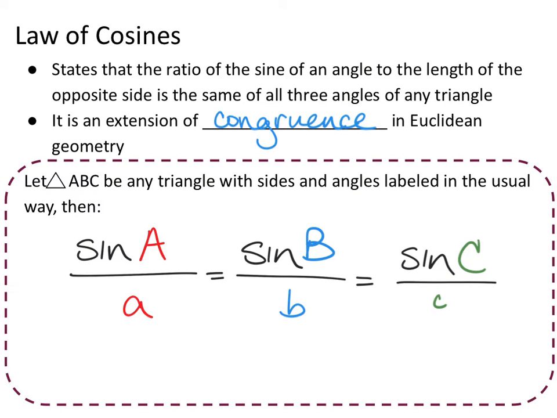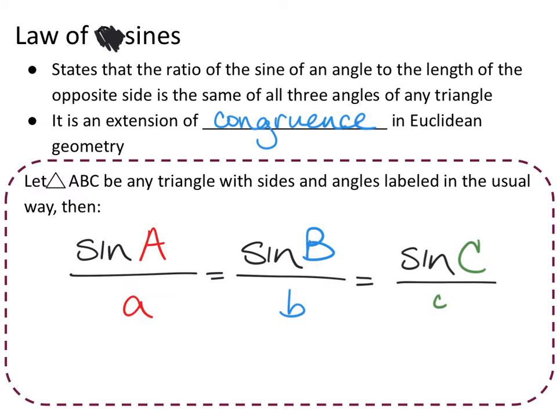So the law of, this says cosines, but it should say sines. The law of sines states that the ratio of the sine of an angle to the length of the opposite side is the same for all three angles of any triangle. It's an extension of the congruence theorem in Euclidean geometry, which is what we study.